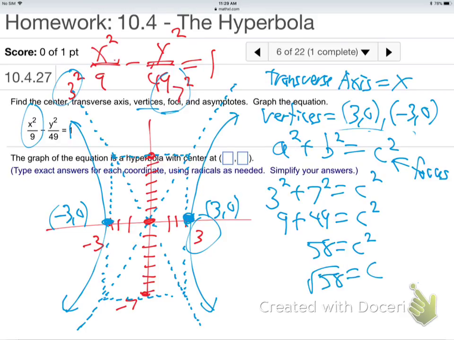c is the root of 58. Can that be simplified? I don't think so. It's 2 times 29, isn't it? Yeah, and 29 can't break down. So there's not 2 of anything, so you can't ship anything out of the root. It just stays root 58.